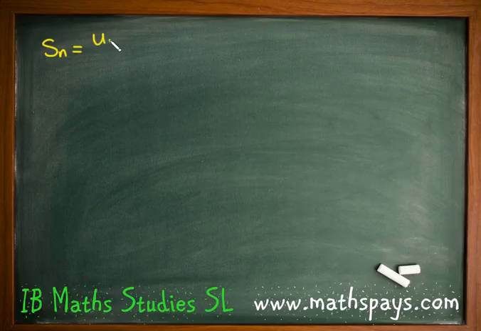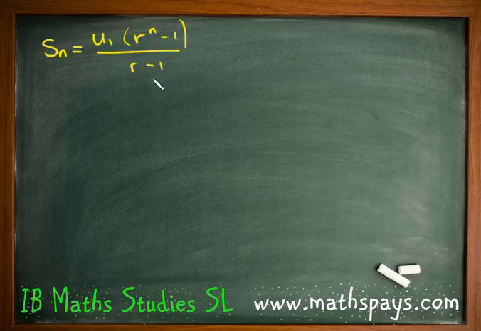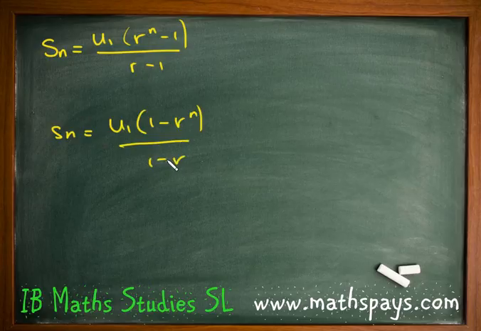The first one, we have our u1, that's our first term, and then we have r to the n minus 1 over r minus 1. The second formula is very similar. It's our first term, but it's 1 minus r to the power of n over 1 minus r. And you might think, why do they look so similar? What's the difference apart from the r's and the 1 swapping around? We generally use the first when our ratio is greater than 1, and we use the second when our ratio is less than 1. Otherwise, you're going to start dealing with negative numbers, and we're trying to avoid that.